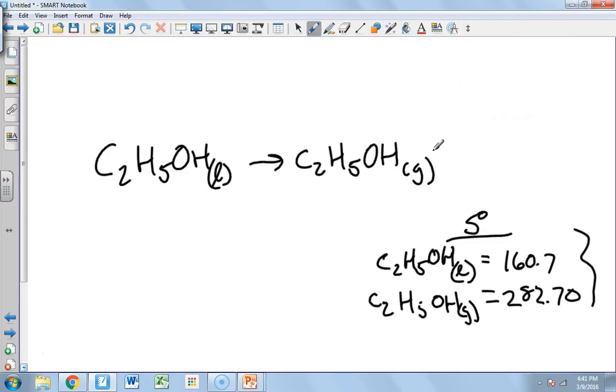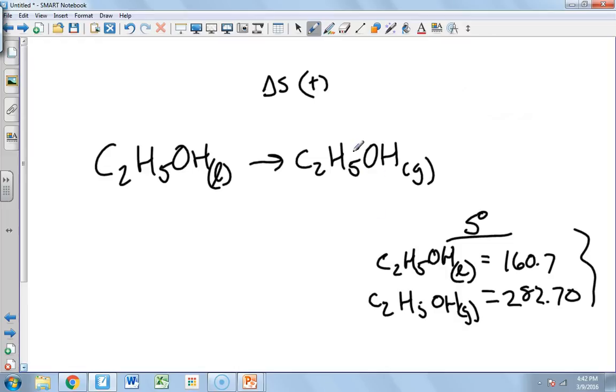So you can say the delta S, the change in entropy, should be positive, okay? Because there's a mole of gas over here and there's no mole of gas over here. Gases are so much more entropic or random that all we have to do is compare the number of moles.